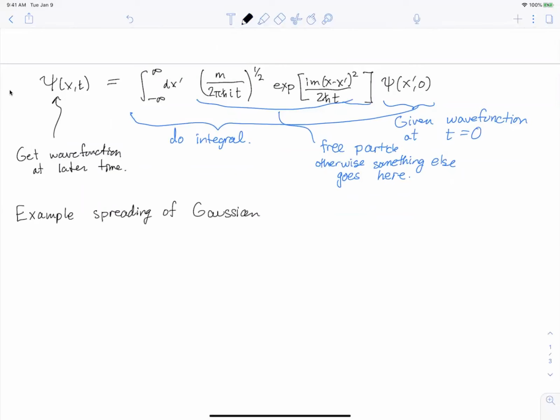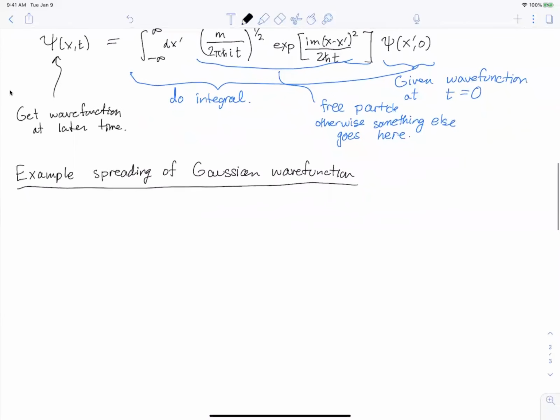One of the reasons this is a nice example is you can actually do the integral in this case. As I mentioned, in other cases, the integral might be just too hard and you just have to do it by computer or something, but this one can be done all analytically. So here we're going to start with what we'd worked out before for a Gaussian wave function. Except now I'm going to specify it as a function of x prime because that's what's going to go into the integral.